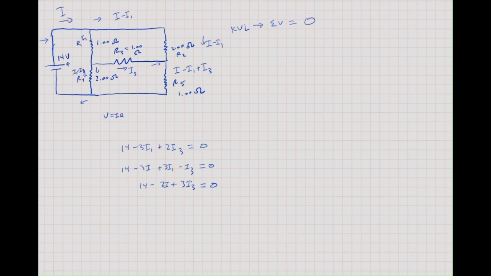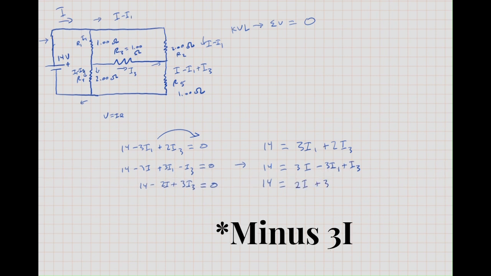I'm just going to put this into matrix form. First, I'm going to simplify it a little further, so it's a little more clear to y'all. We can bring all the currents to one side and leave the voltage on the other. So we'll have 14 equals 3I1 plus 2I3. For this loop, it equals 3I minus 3I1 plus I3. And in this case, it equals 2I plus 3I3. Okay, and I'm just going to go ahead and put this into matrix form real quick.